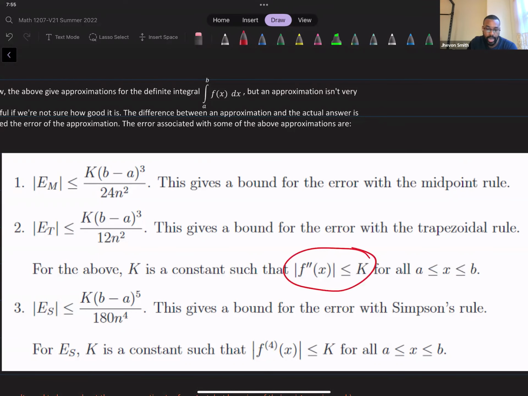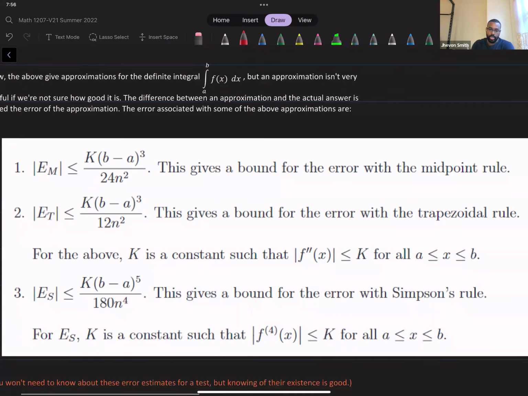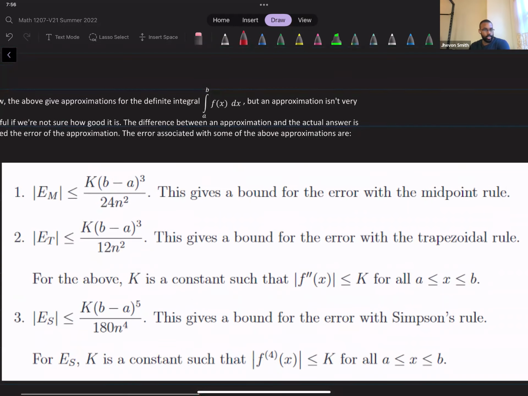And generally, you can pick any constant you want, but of course, you want this to be the smallest such constant that this is true. And for the Simpson's rule, you actually need this to be true. Pick a constant for which that is true, but you pick the smallest such constant you can possibly think of. And then these error bounds will actually tell you how good your approximation is.